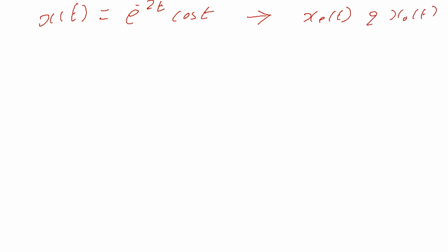Take a homework. Given signal is x of t is equal to e power minus 2t into cos t. You have to decompose this particular signal to find the even part as well as the odd part of the signal. That means find the even as well as odd component of this particular signal. This is your question. So this is a homework. You have to submit it.